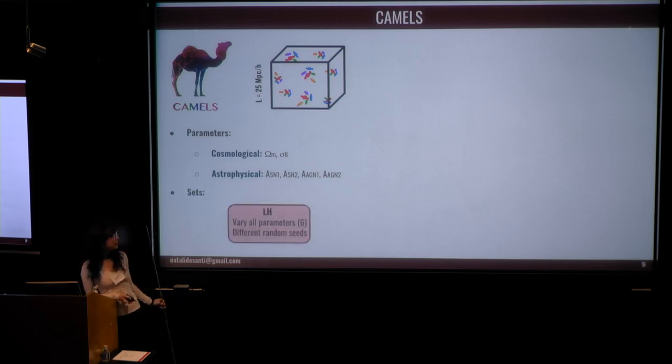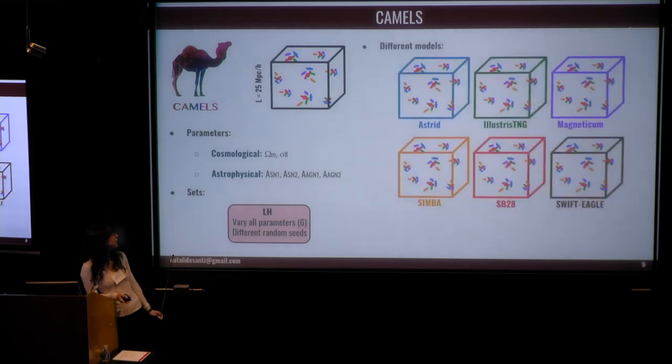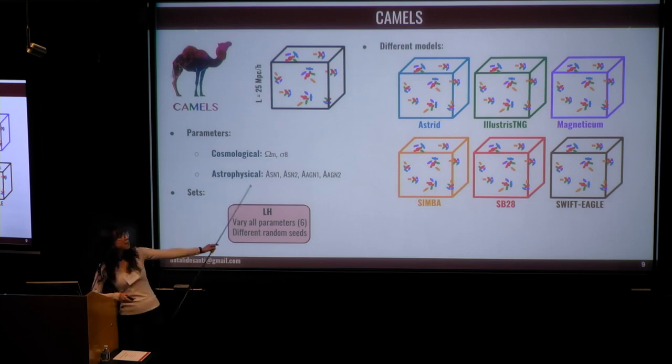The set that we are using to train the machine learning model is the LH set, which stands for Latin hypercube, where we are able to vary all these 6 parameters, varying the random seeds as well. We are using this set to train the machine so that we are marginalizing over the astrophysical parameters. And then we have different subgrid physics models: Astrid, IllustrisTNG, Magneticum, Simba, SB28, and Swift-EAGLE.